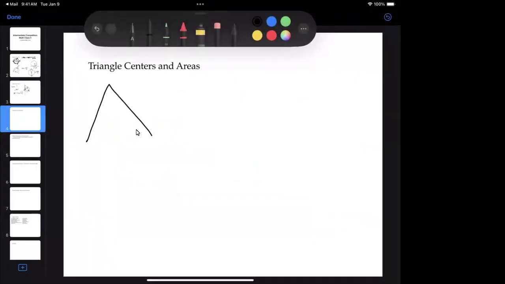So if we have A, B, C, then medians are lines, secants, from vertices to the midpoints of opposite sides. Right? So this is going to be the median from B to side AC. And it's a fact that they all intersect at one point. This point is called the centroid.